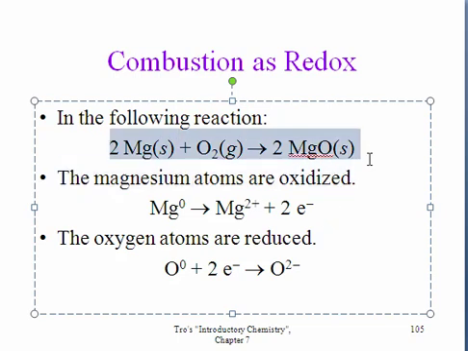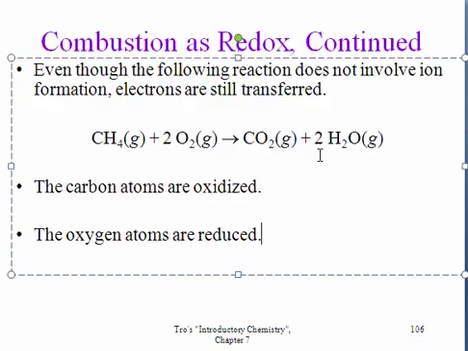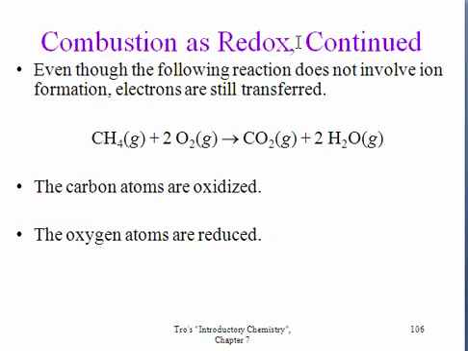If we look at the reaction the way that it's written, there's no mention of electrons anywhere. You have to know that this is an ionic compound with charged ions making it up. You also have to know the charges of the ions to figure out which one is oxidized and which one is reduced. Now, combustion is a redox reaction even though ions aren't specifically formed.